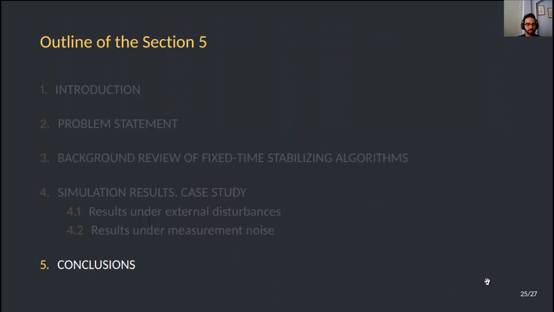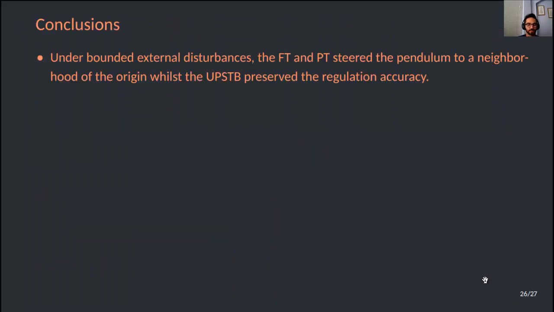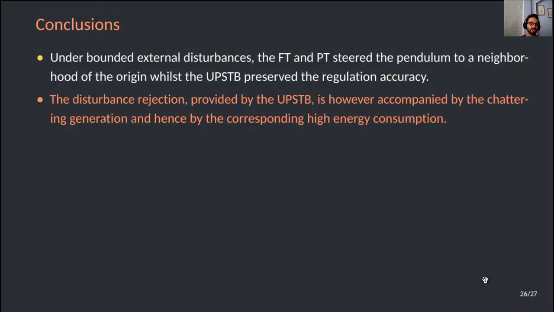So some conclusions are in place. The first conclusion is that under bounded external disturbances, the fixed time and prescribed time controllers steer the pendulum to a neighborhood of the origin, while the UPSTB preserved the regulation accuracy, as we saw in these figures. The disturbance rejection provided by the UPSTB is, however, accompanied by chattering generation and hence by the corresponding high energy consumption.